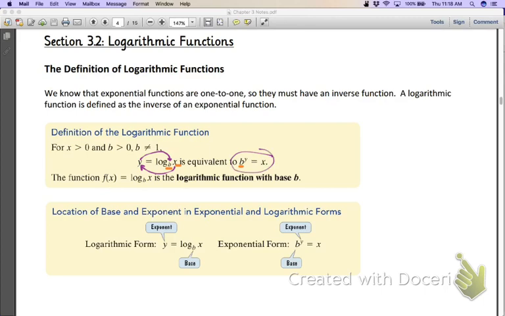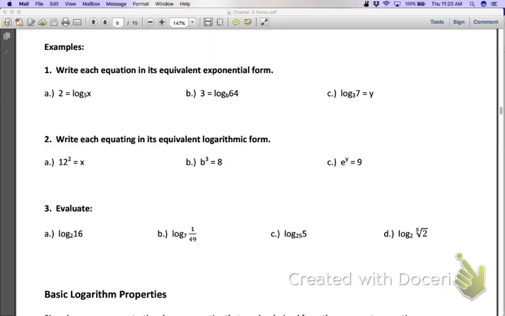So again, whenever it's in log form, whatever's equal to, just another way of writing it, the y becomes your exponent, and then everything becomes equal to x. Okay, the x and the y basically flip sides, and you go from there. So a couple examples. Write the equation in exponential form. So if you start as a log, the only way you can go is to an exponential.